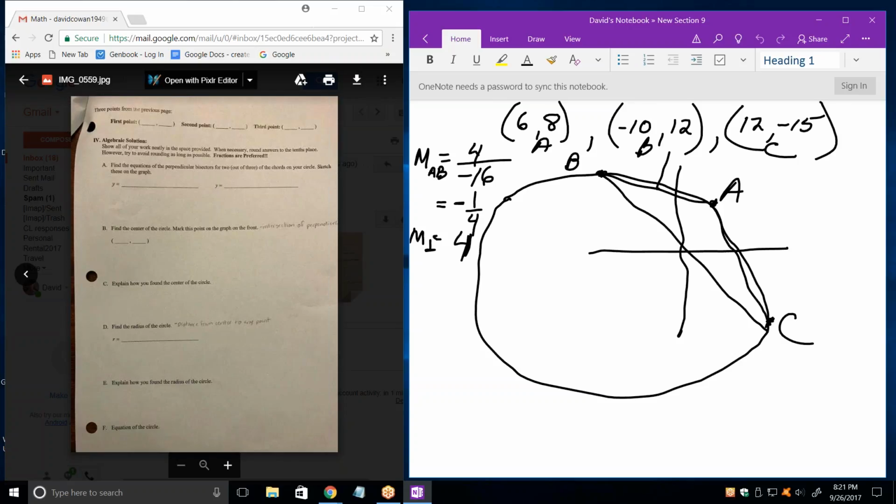Cool. Now, to figure out the equation of this line, I need to know that point, because then I will have a slope and a point, and I can use point slope to get an equation. All I need to get an equation of a straight line is the slope and one point. So what is this point if it's the midpoint of that chord?